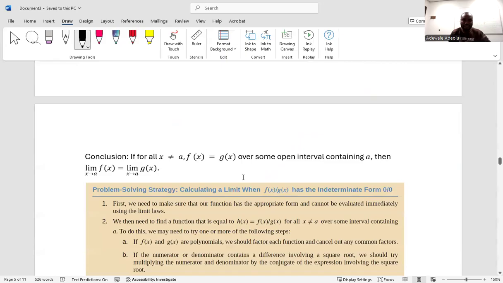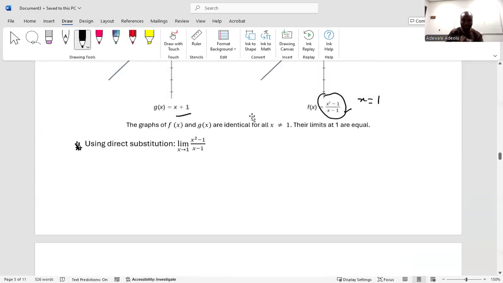That result is that if x is not a, and the graph of the function f of x is the same as the function g of x over some open interval that contains a, then we can make this claim that the limit of f of x as x goes to a is the same as the limit of g of x as x goes to a, which we just found earlier above.